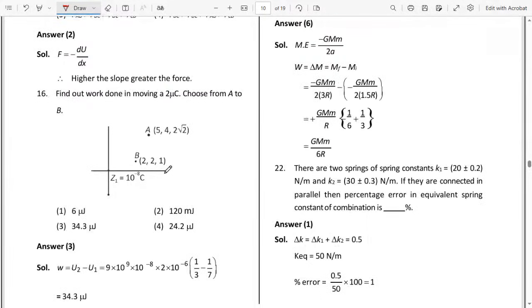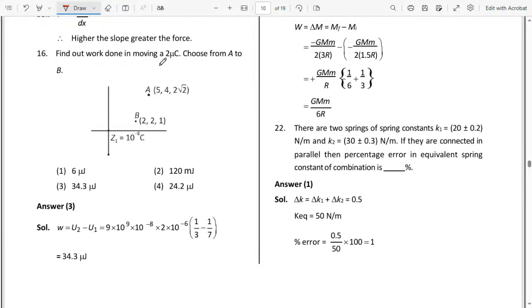Next, question number 16. Find out the work done in moving a 2 microcoulomb charge from A to B. So the correct option is 34.3 microjoules. So this is the answer, 34.3. Next.